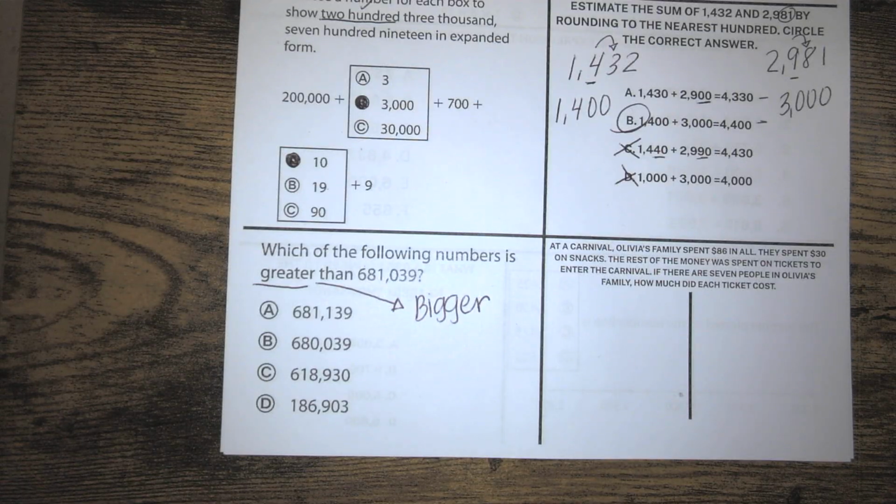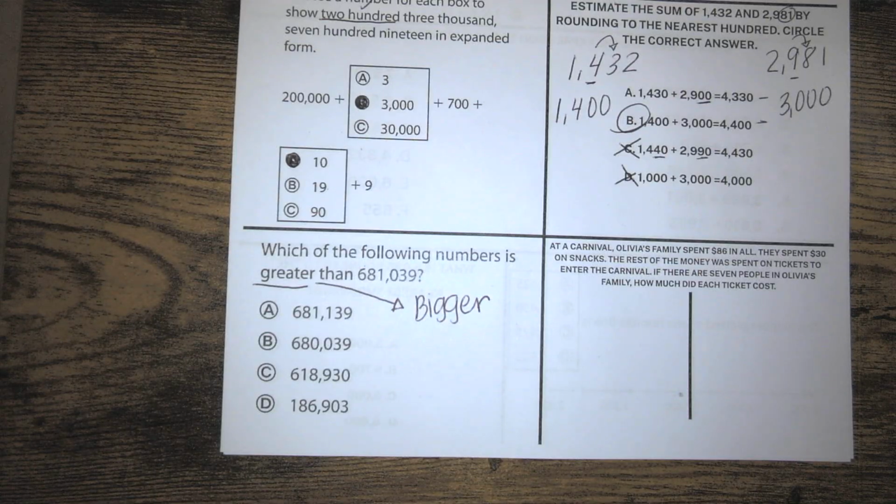Let's go through our options. The first one says 681,139. Yes or no? Yes. What place value tells you I am greater than what you give me? The hundreds place. So, okay, let's leave that. But I still need to go through everything else.